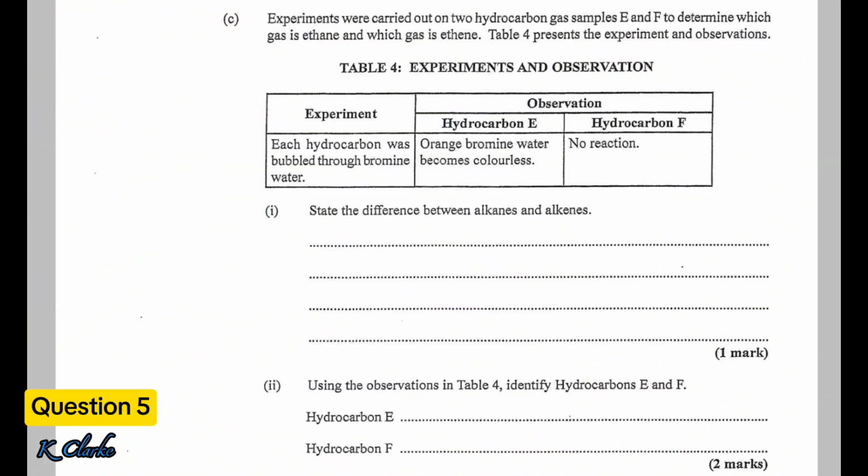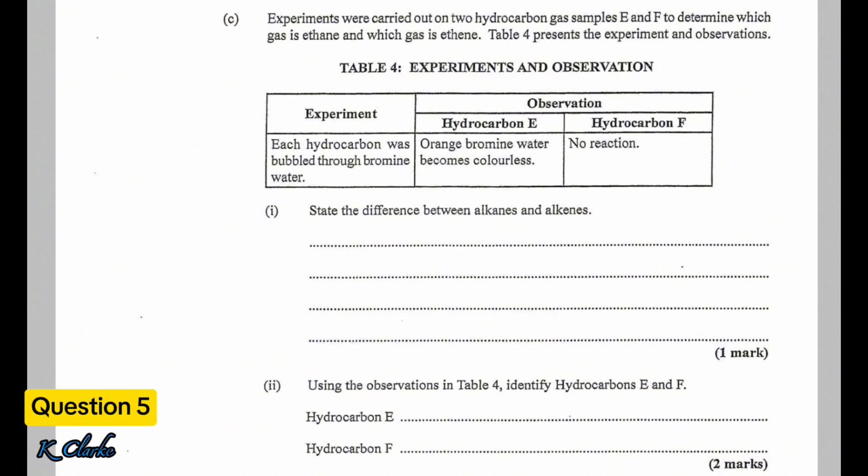C. Experiments were carried out on 2 hydrocarbon gas samples, E and F, to determine which gas is ethane and which gas is ethene. Table 4 presents the experiment and observations. For the experiment, each hydrocarbon was bubbled through bromine water. The observation for hydrocarbon E is orange bromine water becomes colorless, while for hydrocarbon F, no reaction.